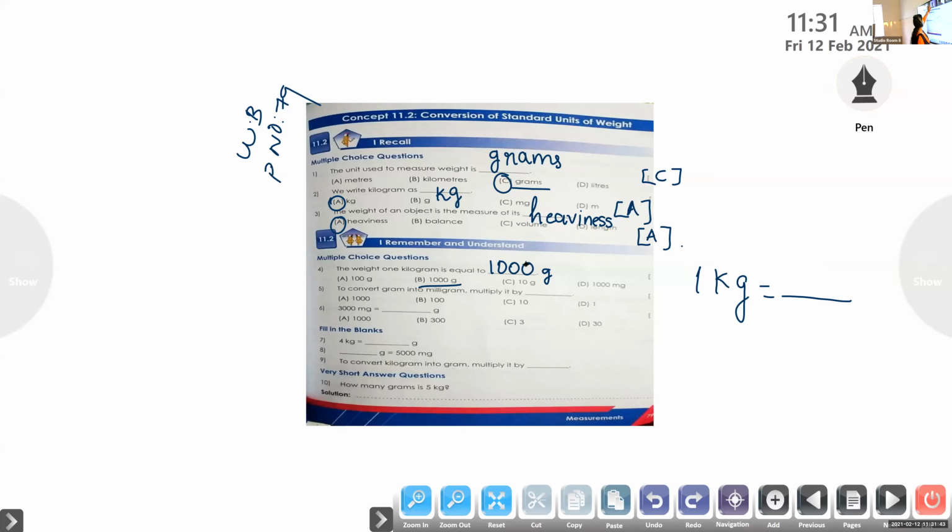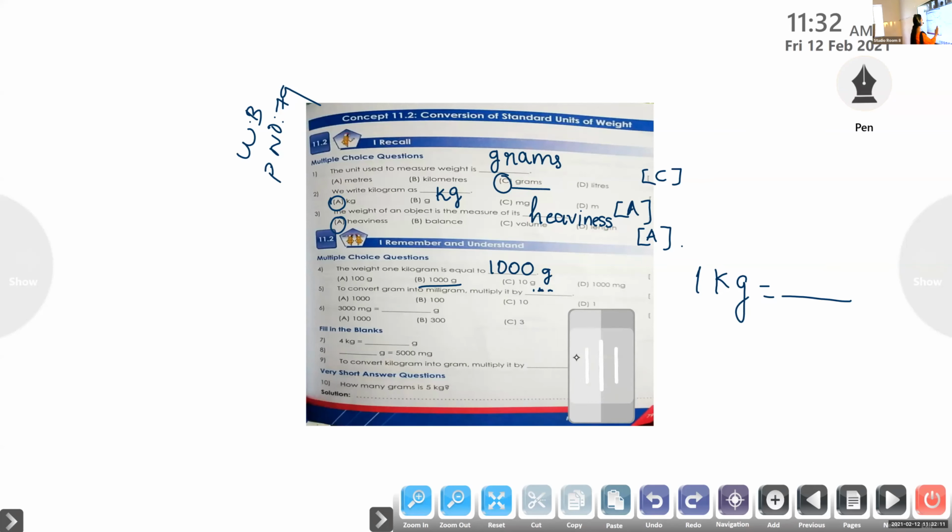Now, Abhinav, please unmute and read the next question. Ma'am, the way to convert gram into milligram, multiply it by 1000. Yes. To convert gram into milligram, multiply it by 1000. Here only 1000. Don't say 100. 100 is only in length. Here all thousands. Okay. Very good, my dear. Now, next question 2.